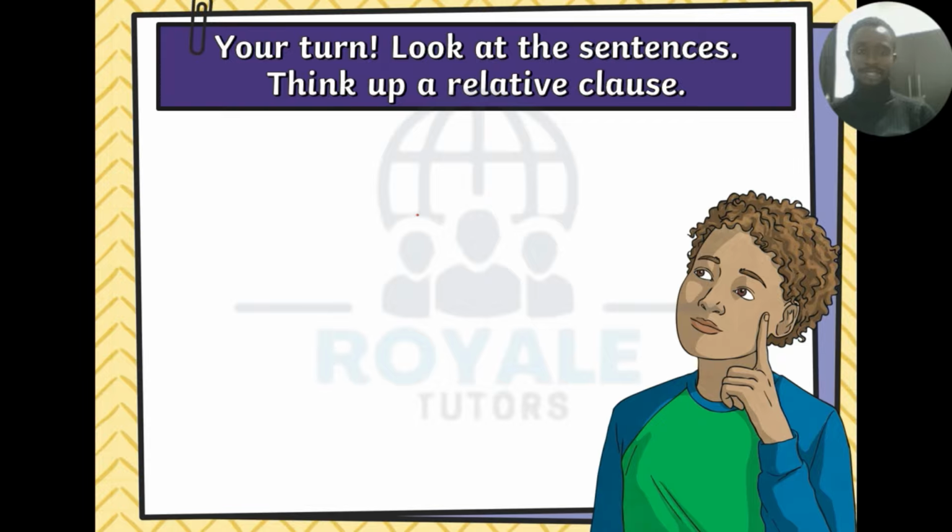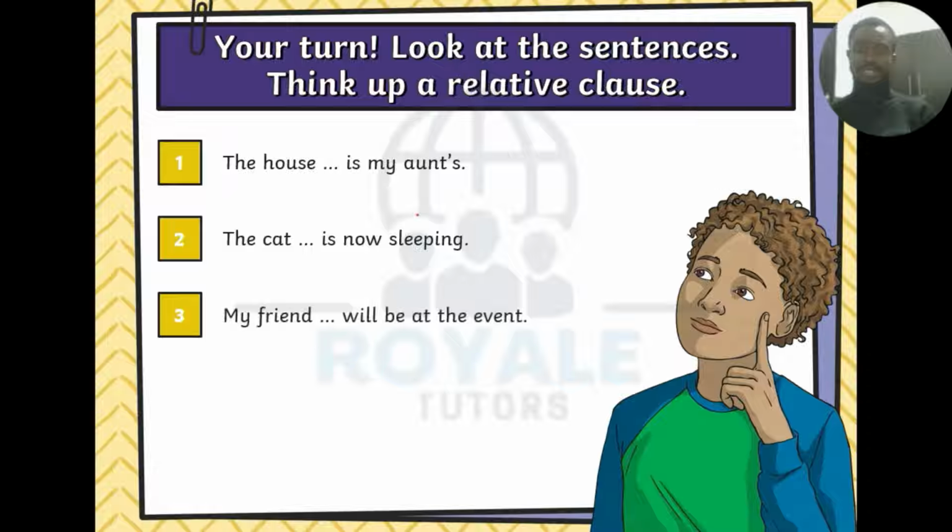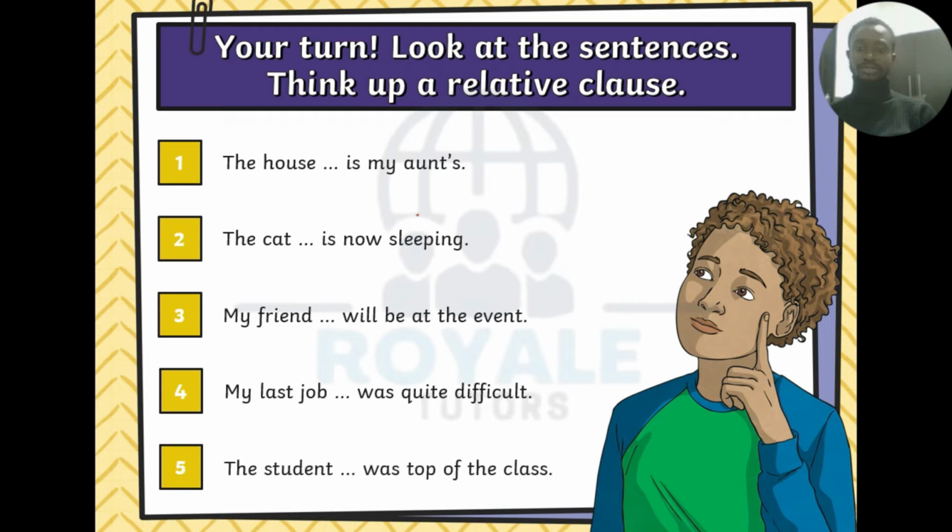This is the final take home work for you. Look at the sentences and think up a relative clause. The house dash is my aunt's. The cat dash is now sleeping. My friend will be at the event. My last job was quite difficult. The student was top of the class. So you need to think of a relative clause that you put here, here, here, here, and here.